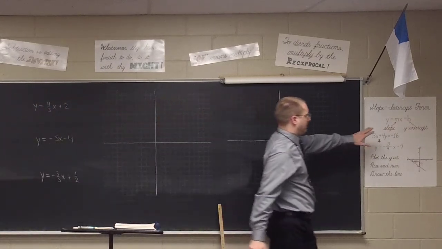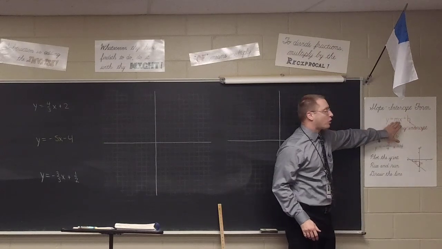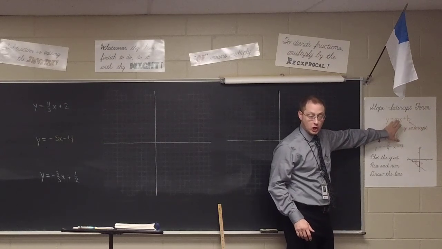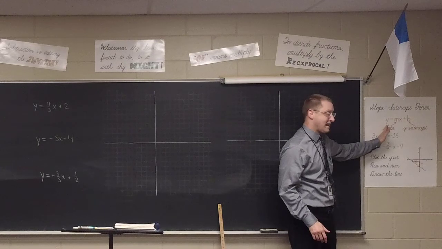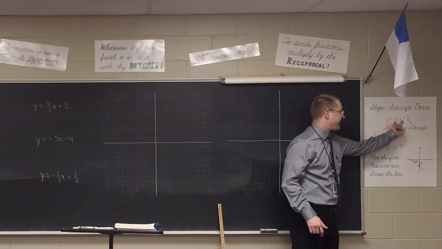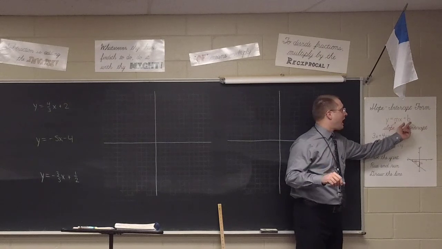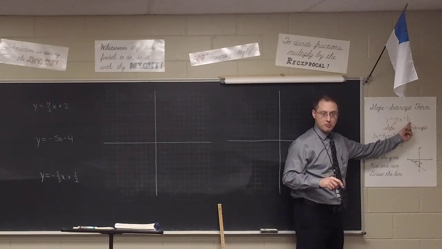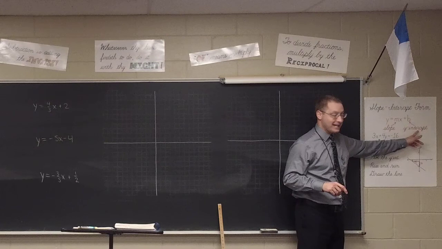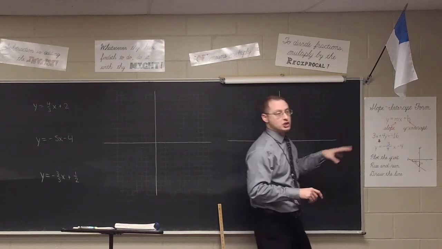The form here is the way the equation looks. It should look like this, with a y by itself, an equal sign, something with an x, even if it's an understood one, by the way, and then some other constant term at the end that will be our y-intercept. Okay? That's the way it should look.